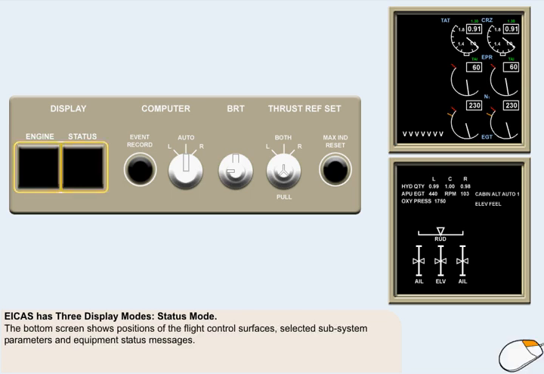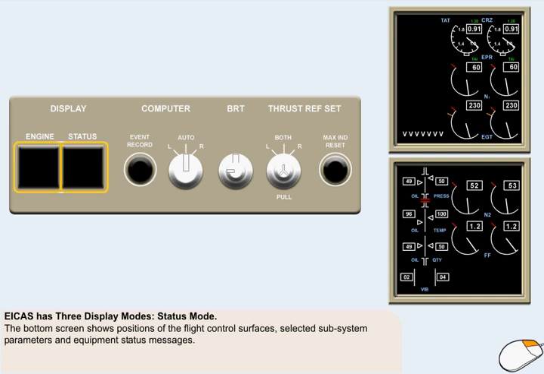The display on the bottom screen shows positions of the flight control surfaces in the form of pointers registered against vertical scales, selected subsystem parameters, and equipment status messages. Selection is normally done on the ground, either as part of the pre-flight checks of dispatch items, or prior to shutdown of electrical power to aid the flight crew in making entries in the aircraft's technical log.